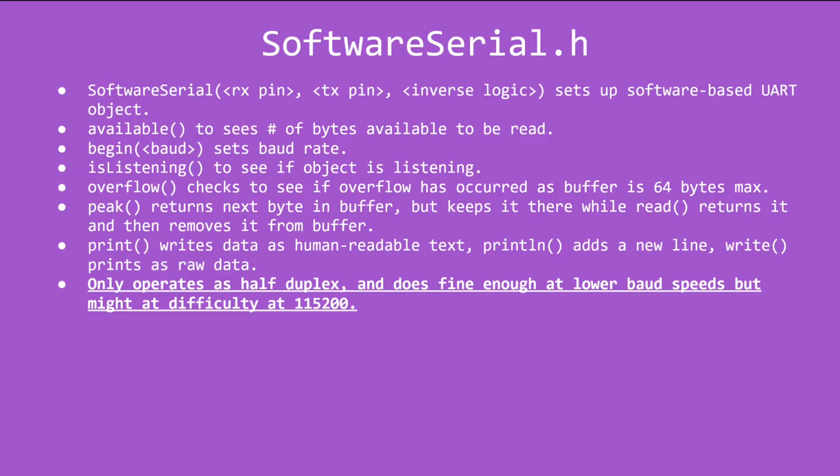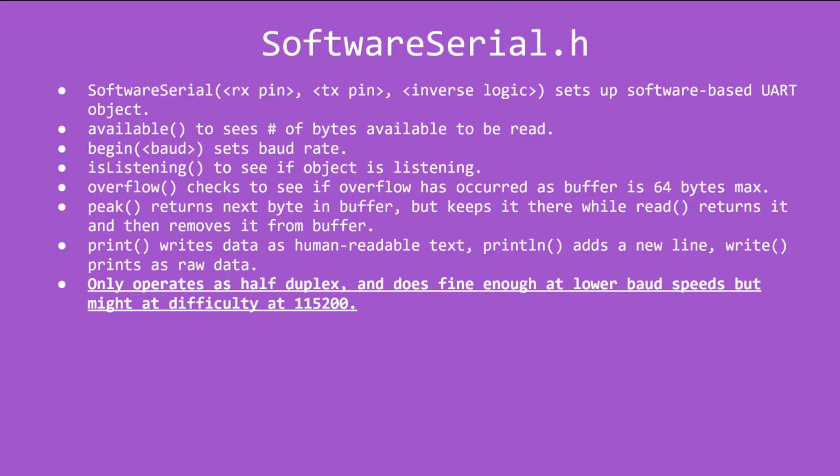This basically lets you set up software-based UART object support, because hardware UART is kind of limited, especially on the Uno. You just set your receive and send pins, and if you need to do inverse logic, like you don't want 0 to be a 0, you want it to be a 1, set up inverse logic. It's pretty simple, available to see the number of bytes available to read.